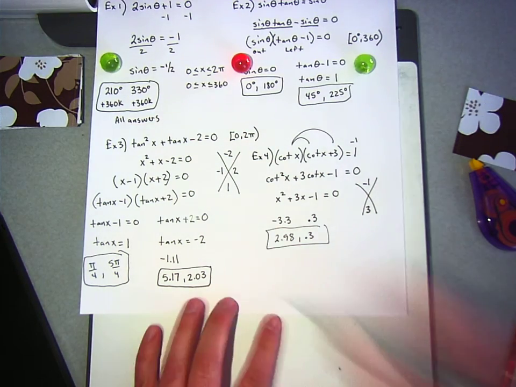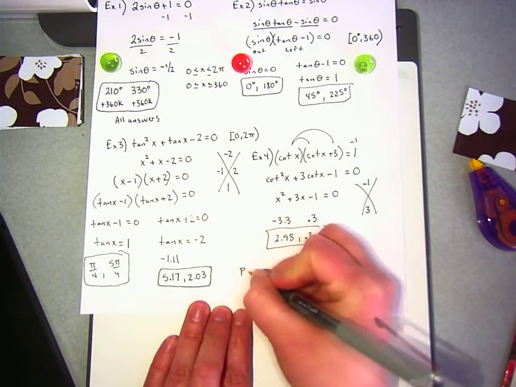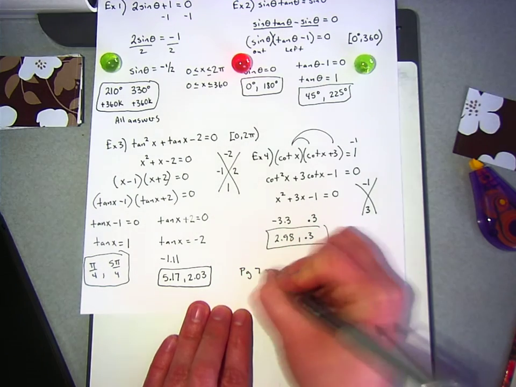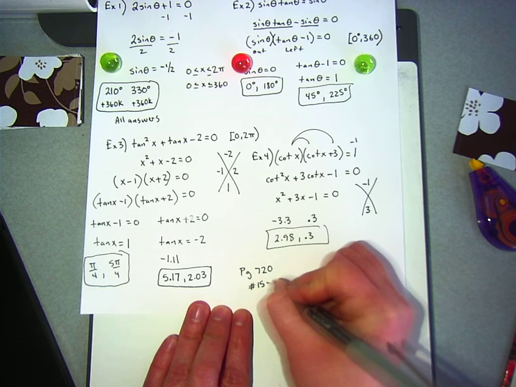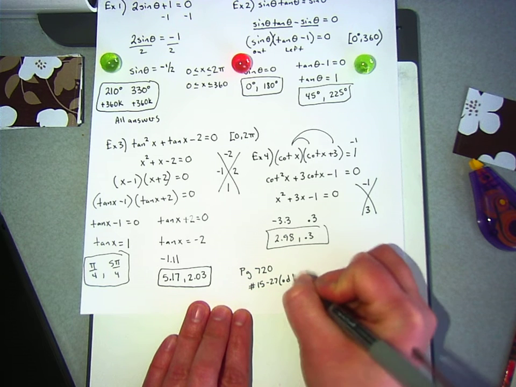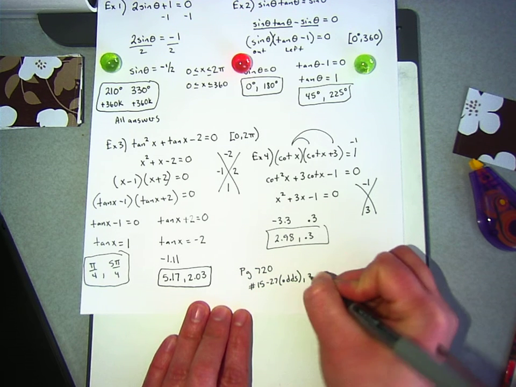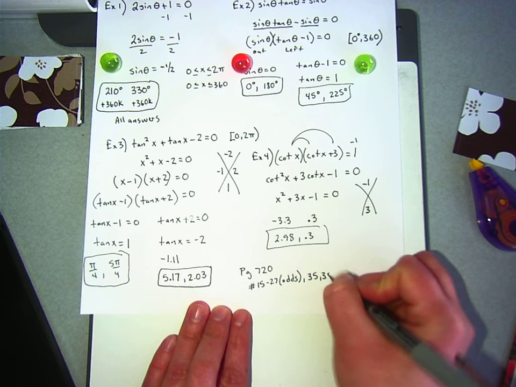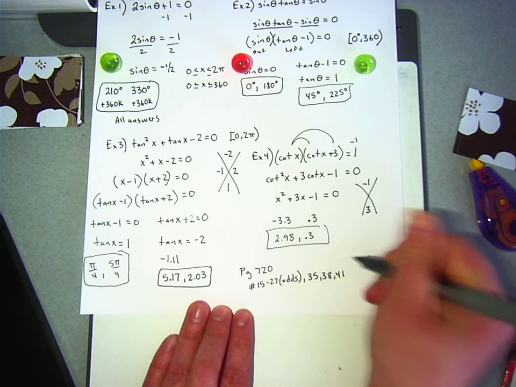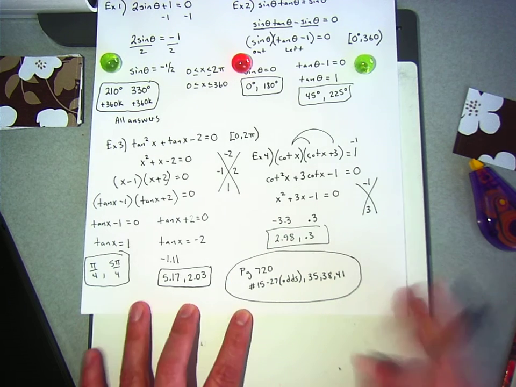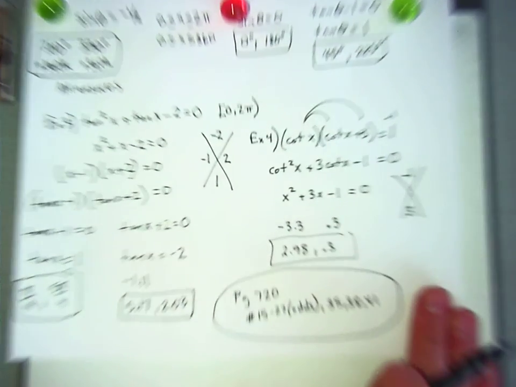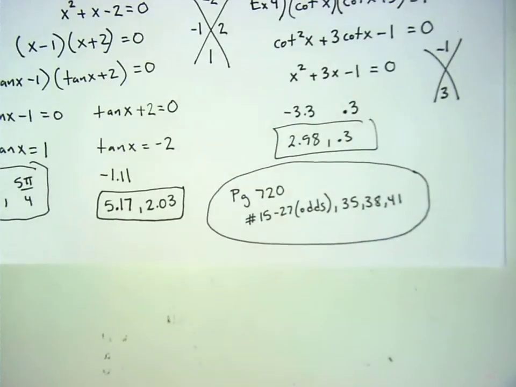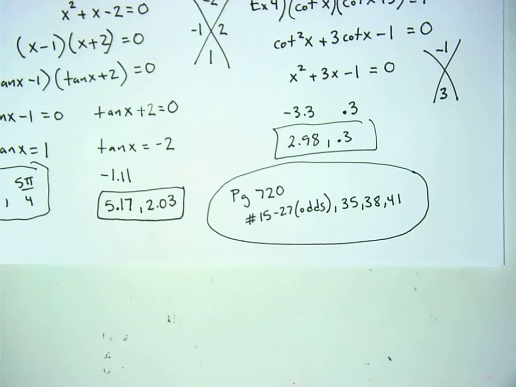Okay, so your homework is, which you can start on today and have time to finish with your partner tomorrow, is page 720, numbers 15 through 27 odds, 35, 38, and 41. All right, so start it together.